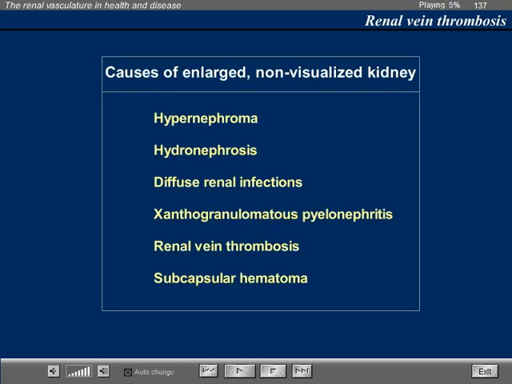Whenever we have a unilaterally enlarged, non-visualized kidney, we have to suspect certainly hydronephrosis. This will be the most common cause. We can suspect a hypernephroma. There can be diffuse inflammation of the kidney. We may have a patient with stones or without stones, but with xanthogranulomatous pyelonephritis or simple pyelonephritis. We have to consider the possibility of renal vein thrombosis, and also perirenal processes such as subcapsular hematoma.